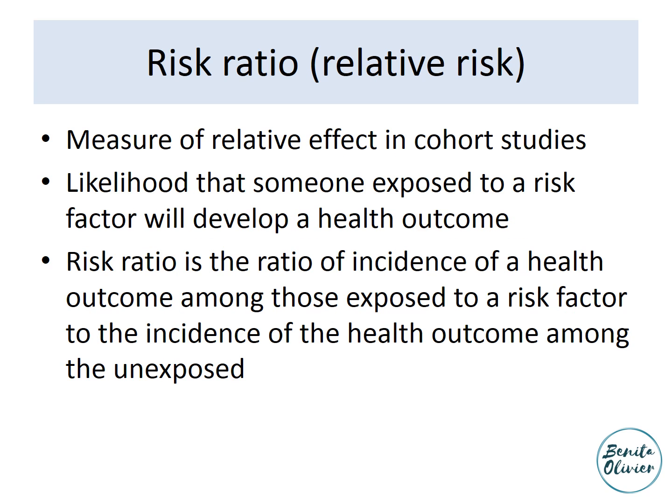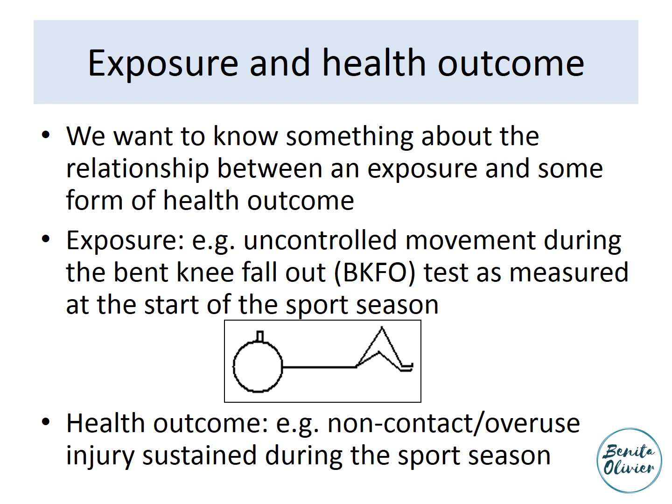The risk ratio, or the relative risk, is a measure of relative effect in cohort studies. So it's the likelihood that someone exposed to a risk factor will develop a health outcome over a period of time. So it takes into account the incidence of injury. Risk ratio is the ratio of the incidence of a health outcome among those exposed to a risk factor to the incidence of the health outcome among the unexposed.